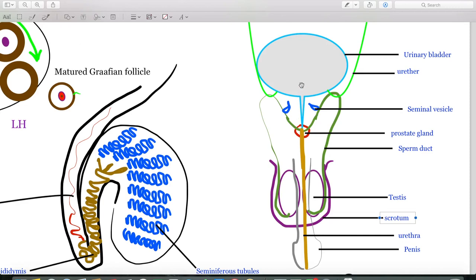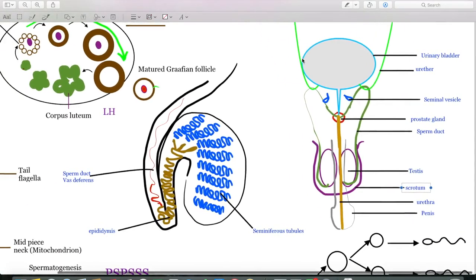Now please remember, the urethra is also connected to the urinary bladder. So it has two functions. One is to excrete urine, and another is to ejaculate the sperm cell. Okay, so this is the male reproductive system. Please make sure you guys know that.